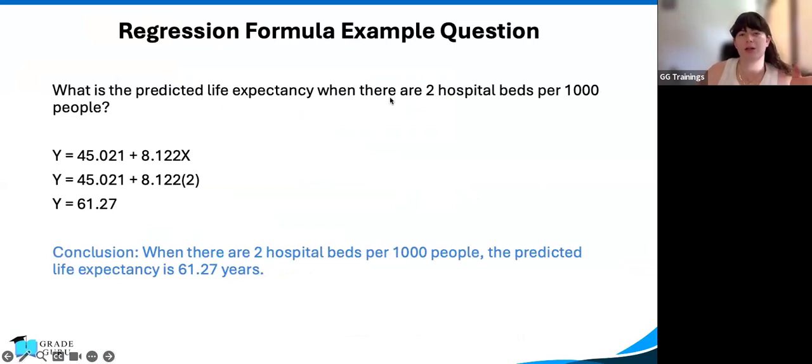So the kind of question you would get for this hand calculation is really simple. Once you've filled in your B0 and your B1 inside your formula, they will ask you, what is the predicted life expectancy when there are 2 hospital beds per 1,000 people? So they've given you a specific X value, the number 2. You put it into your formula and you get an expected Y value of 61.27 years. So your conclusion would be, when there are 2 hospital beds per 1,000 people, the predicted life expectancy is 61.27 years. Easy peasy, clear.